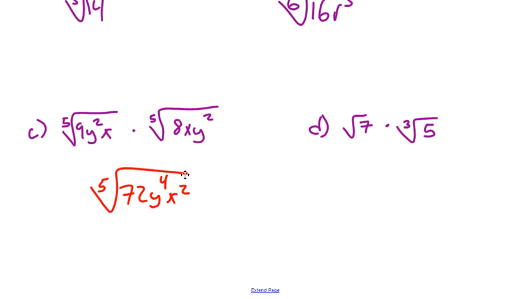And last but not least, letter D. Let's see here. This is the square root of 7, and this is the cube root of 5. So this index is 2 and this index is 3. Since they do not have the same index, you can't simplify this. Our answer is just this. There's nothing that you can do to simplify it.